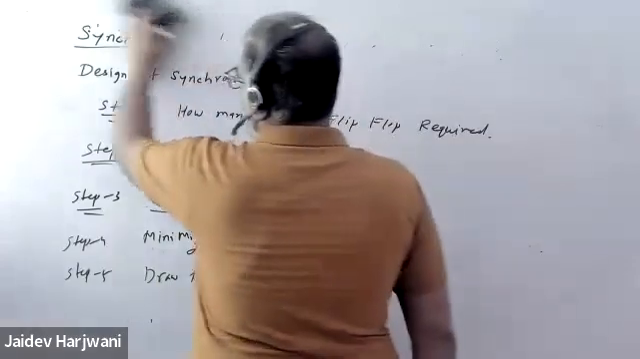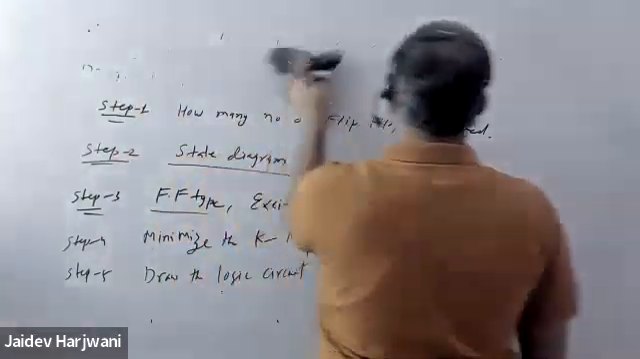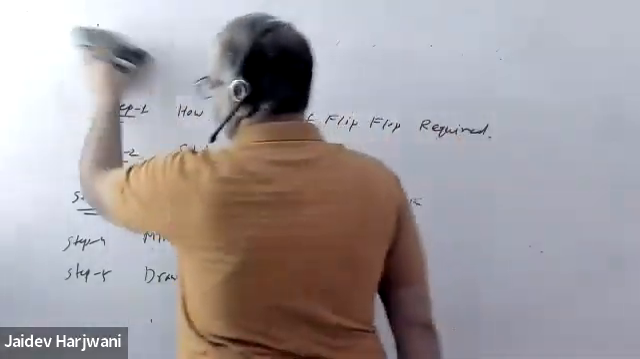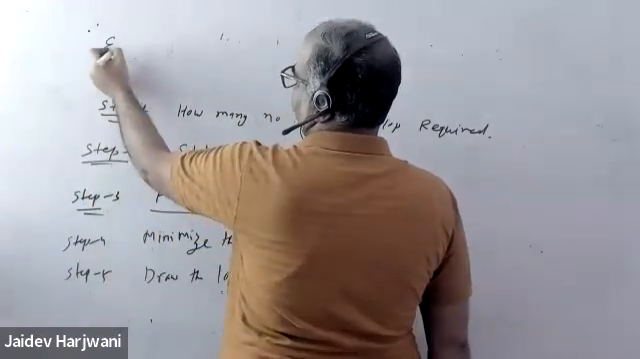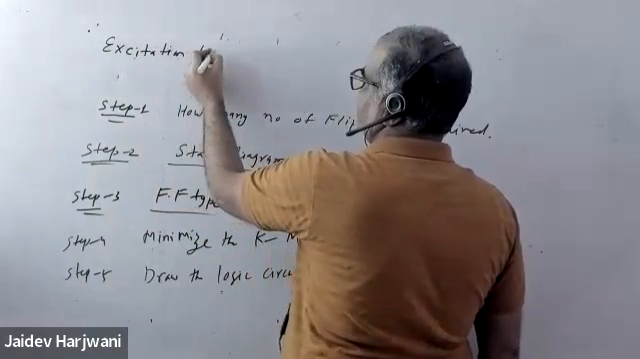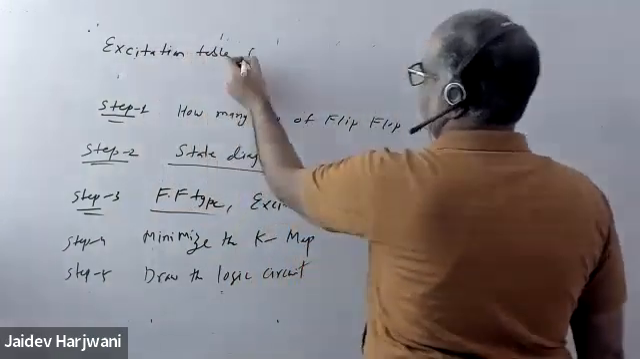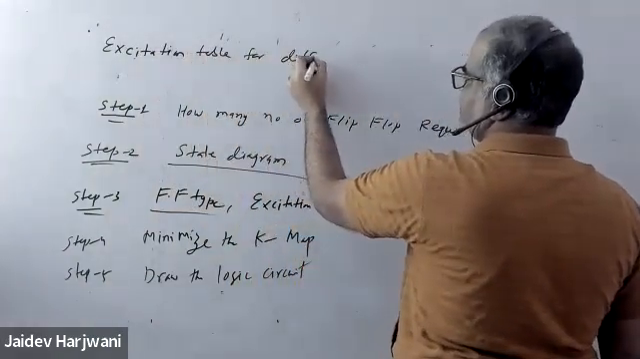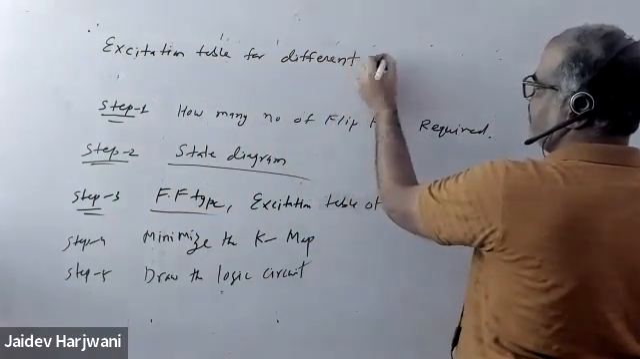This we have already done. So now put the heading: excitation table for different flip-flops.